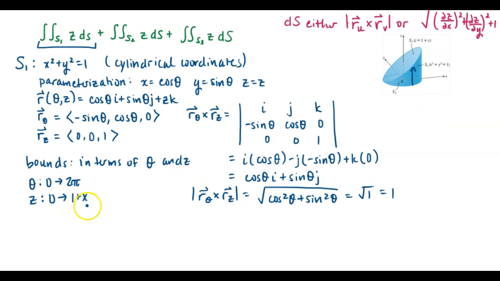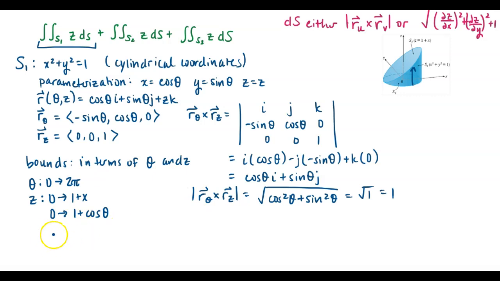However, there's one problem with this, and that's that we want this in terms of theta and z and not x. But because we parametrized this, we said that x is equal to the cosine of theta. And so we can just replace this x with a cosine of theta. And so our z is going to go from 0 to 1 plus cosine of theta. And so we've got everything that we need.